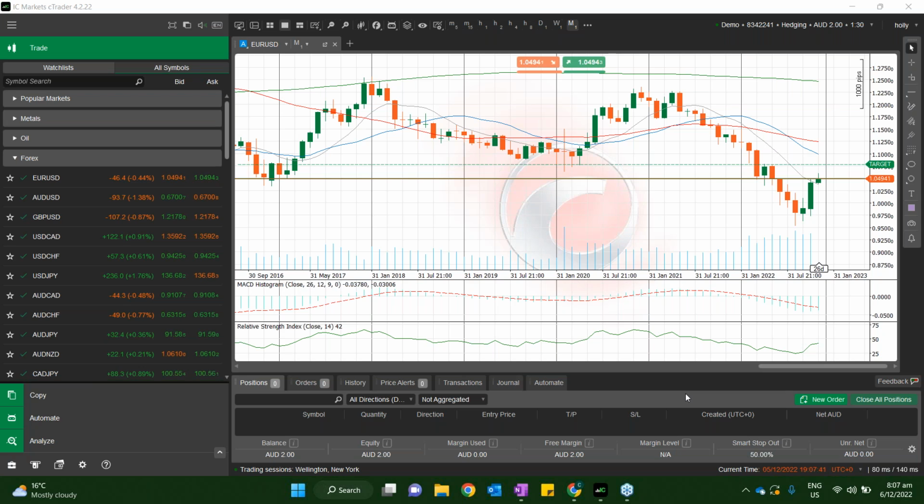Okay. But before I get to that, let me just explain to you what are the elements on this chart. So this is the IC Markets cTrader platform. This is the one that I typically use. Here is a candle chart. So what I was saying before is this is the euro dollar, which is probably the most commonly traded currency pair in the world.